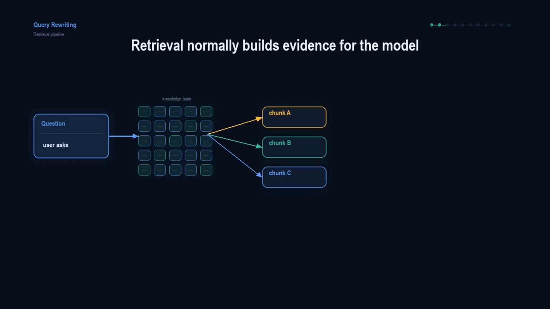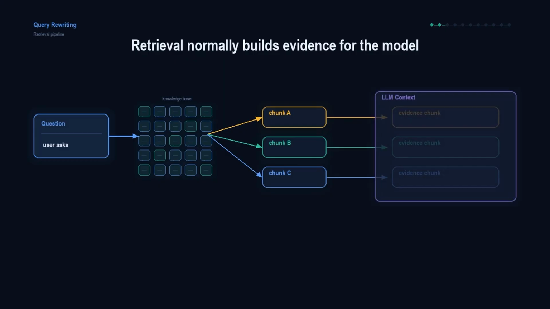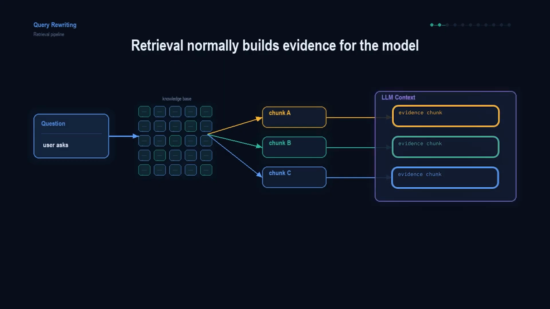Let's start with how retrieval normally works. You ask a question, and the system searches a knowledge base. It finds relevant chunks of text. It hands those chunks to the model. The model answers using that context.